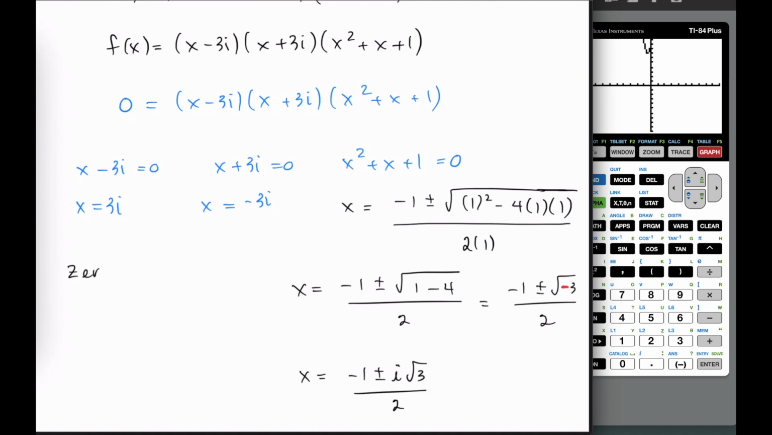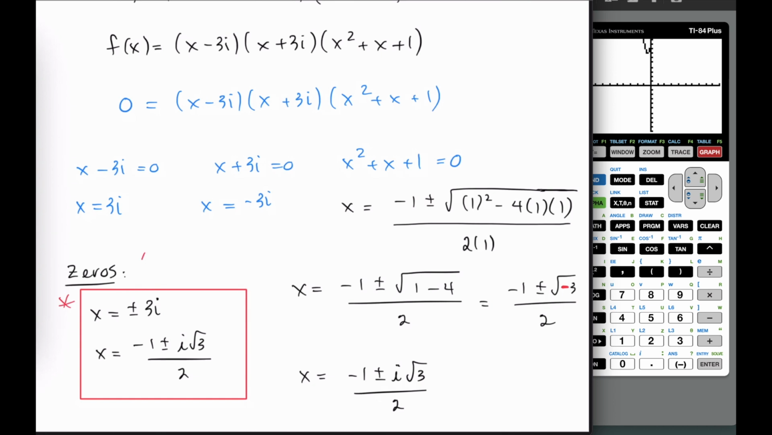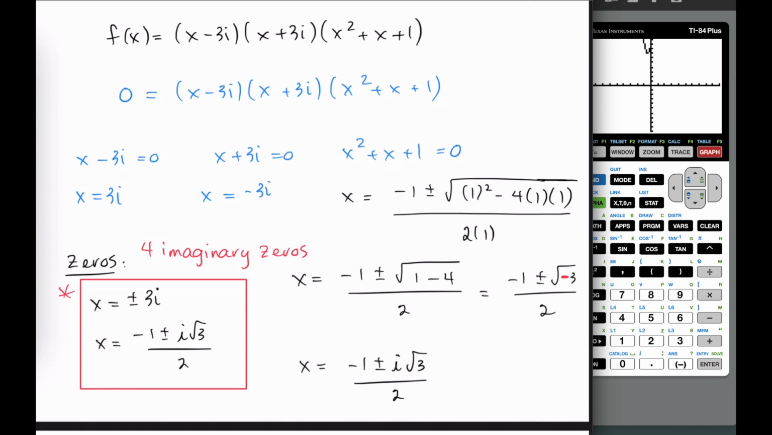So let's clearly state our answer. We have x is equal to plus or minus 3i as zeros, and x is equal to negative 1 plus or minus i root 3 all over 2. Notice that all 4 of our zeros are imaginary, and that means that we aren't going to have any x-intercepts. So we had to get creative to find these remaining 2 imaginary zeros.